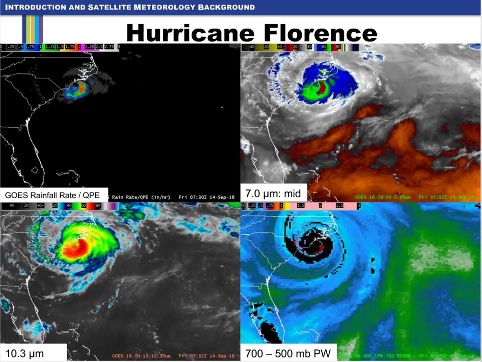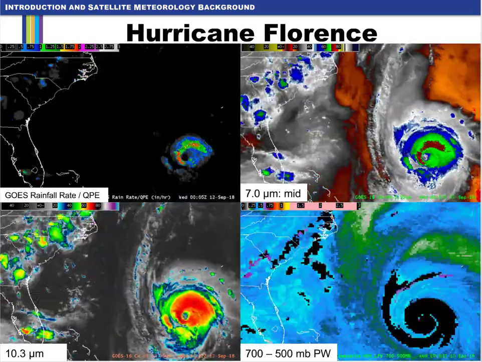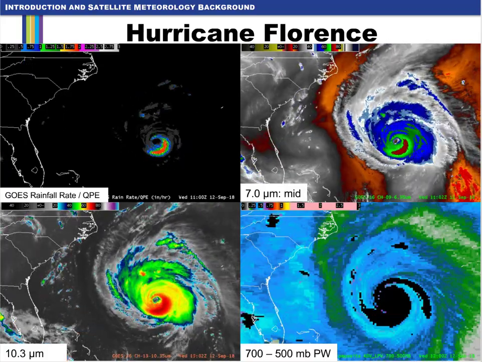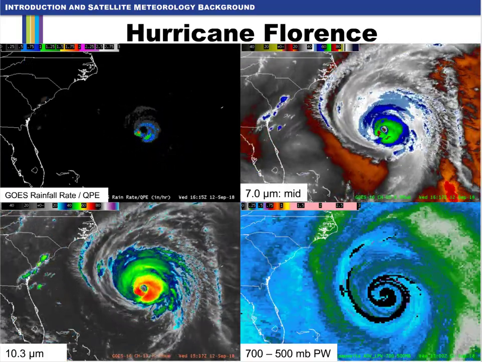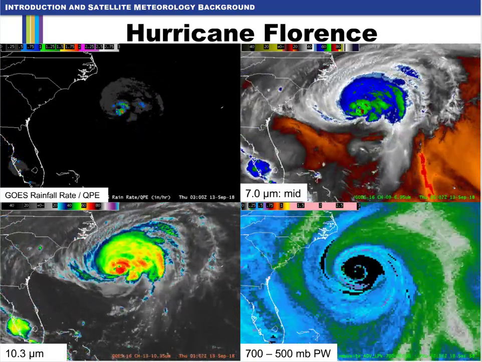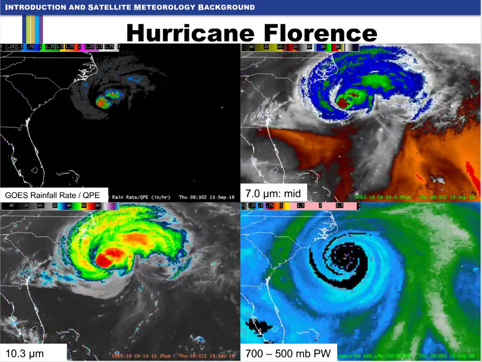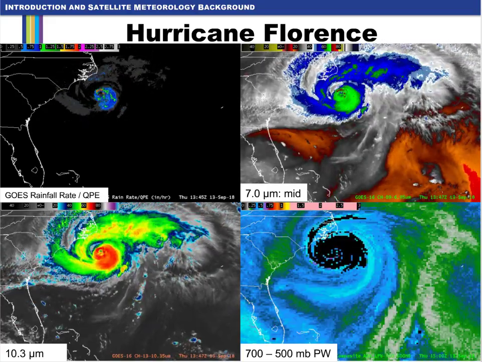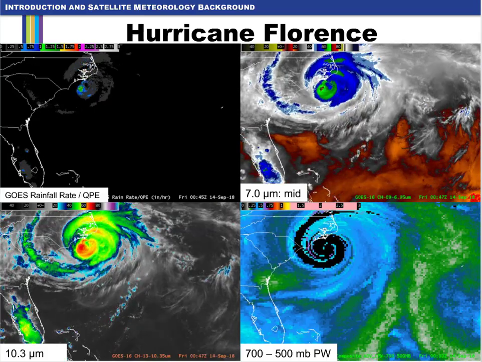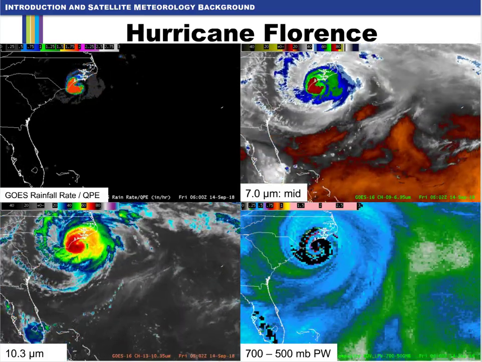Other options could be one of the water vapor bands, as the mid-level water vapor band at 7.0 microns is shown in the upper right, which can provide details of the environment around the storm. Perhaps monitoring for mid-level drying is a concern. If so, you might want to consider the 700 to 500 millibar precipitable water from the advected layer precipitable water product, as shown in the lower right panel.